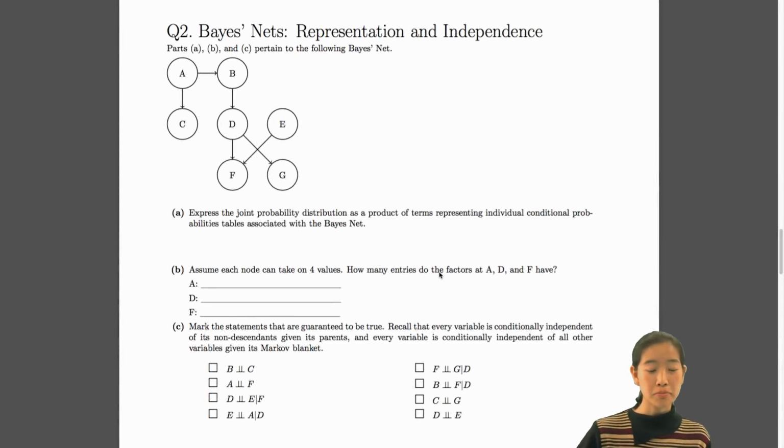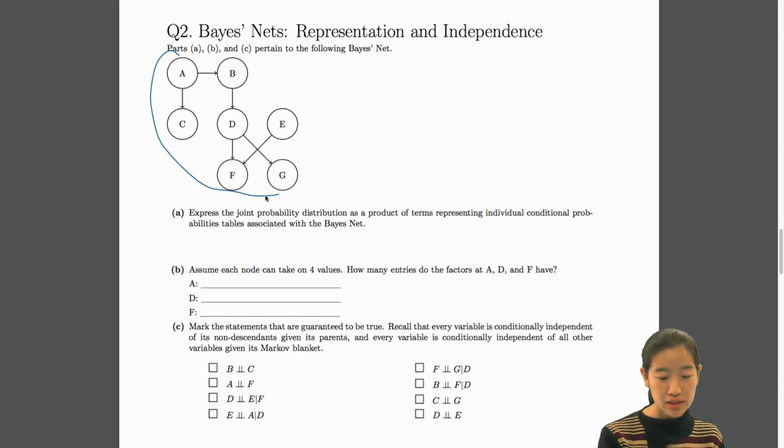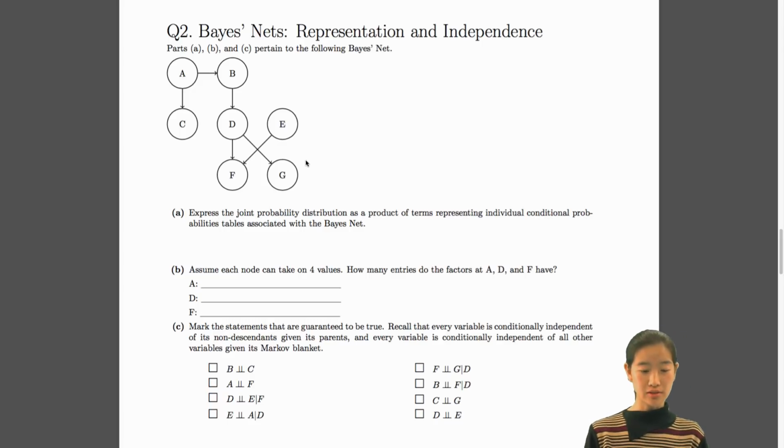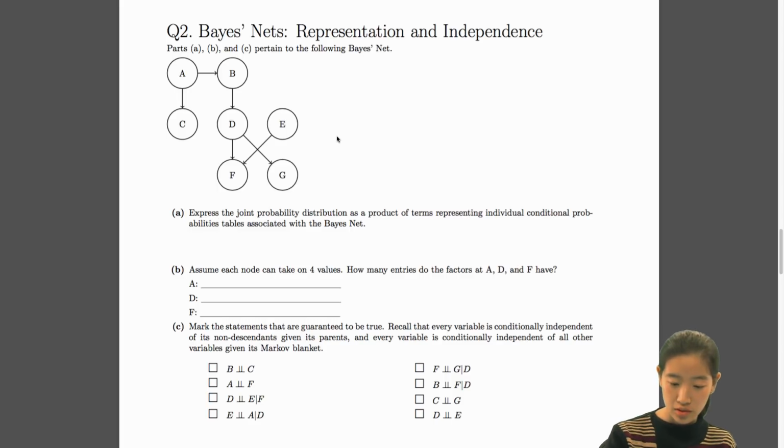Okay, so now we're going to talk about BaseNet's representation and independence. So question 2 of the worksheet. So the first part asks us to find the joint probability distribution from this BaseNet, which is fine. So looking at it, this is very much a very mechanical process. We look at all the edges and all the variables and see how they relate to each other. So we see that A does not depend on anything, C depends on A, B depends on A, etc. So let's just write out the joint probability distribution as a product of all these relationships.